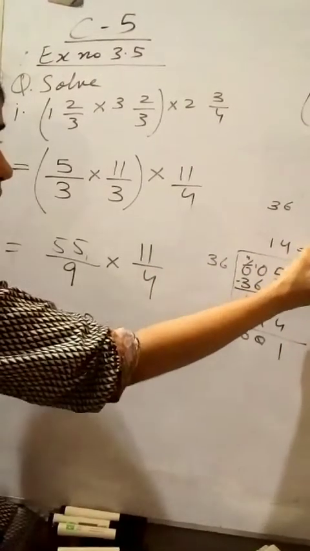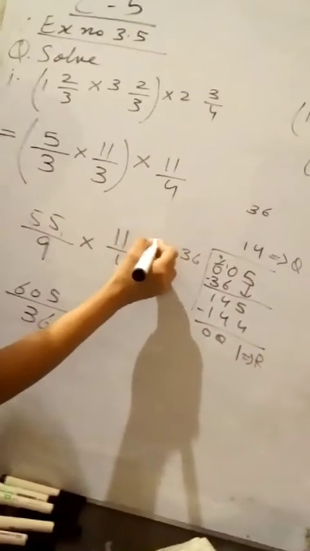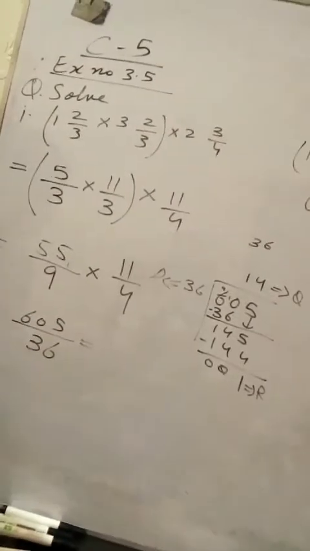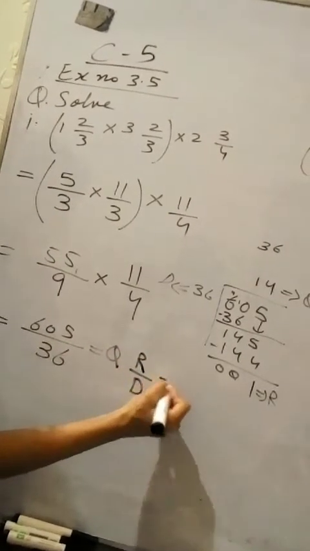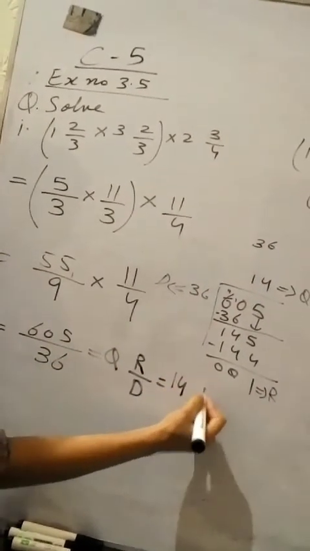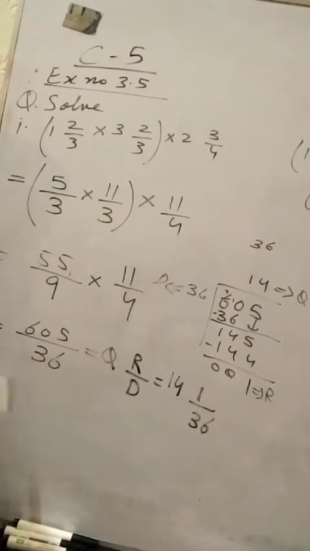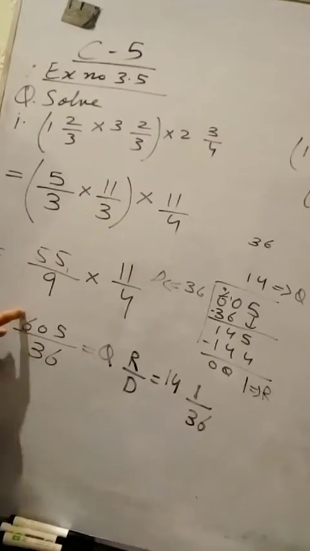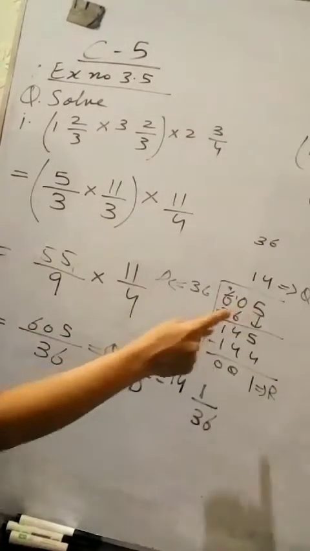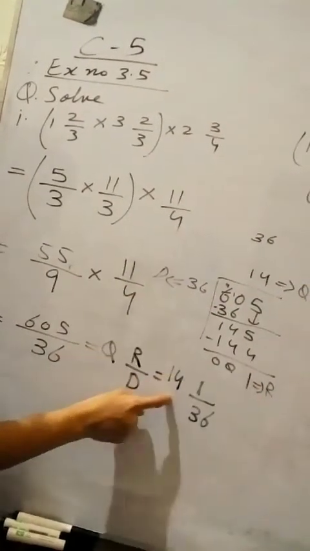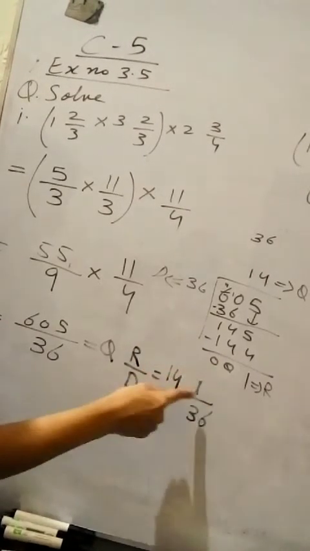How to write the mixed form? Quotient, remainder and divisor. What is the rule? Quotient, remainder, divisor. So what is the quotient? 14, 1 remainder and 36 as the divisor. So the condition to convert into mixed form is, if the numerator is bigger than the denominator, you can find the mixed form. Divide it. Quotient, remainder, divisor. This is the way how to write the mixed form.